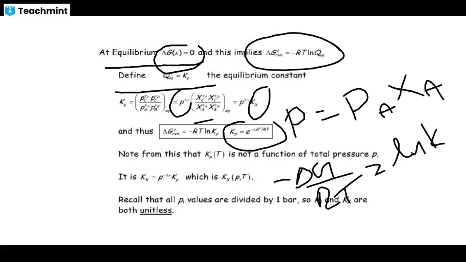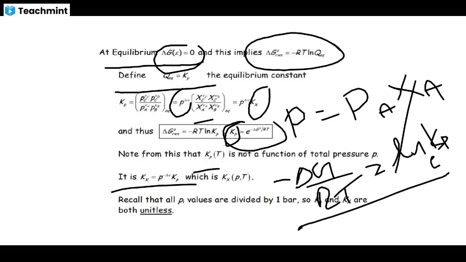Taking e power on both sides, the ln cancels out, since ln is the log to base e, and you get Kp equal to e power minus delta G naught by RT. Kp is not a function of total pressure. Kx is P to the power minus delta v, where delta v is the stoichiometric sum of products c plus d minus a plus b.